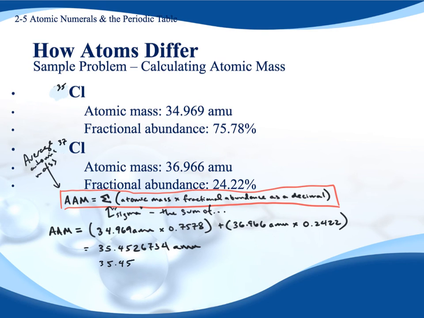35.45, and I know we rounded that to a 3 on the previous page. So 35.45 AMUs. It turns out this math works out. Notice we didn't just take this plus this divided by 2. We don't do that to find the average. We have to multiply times its fractional abundance.